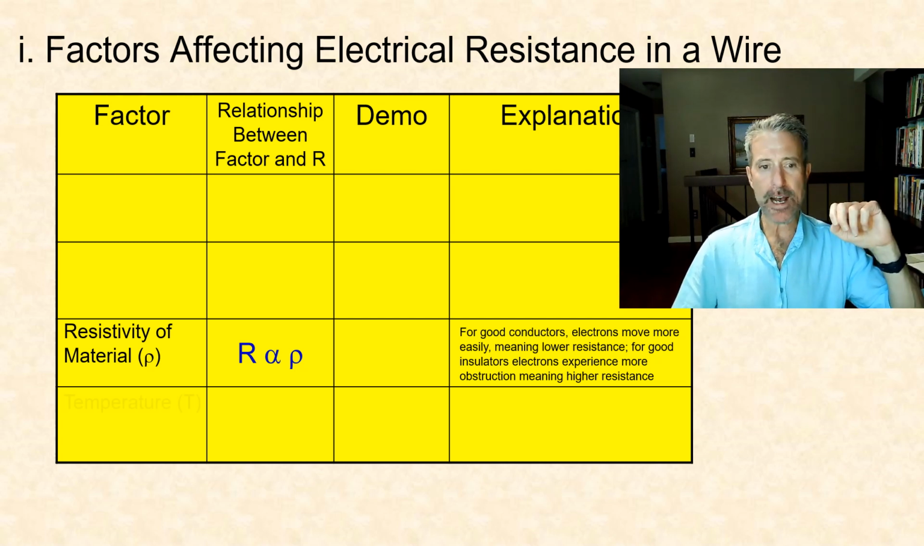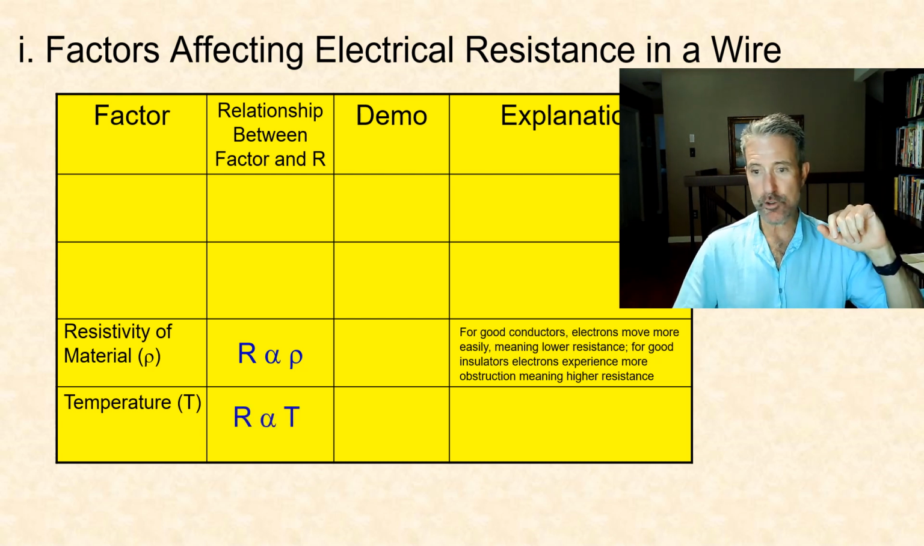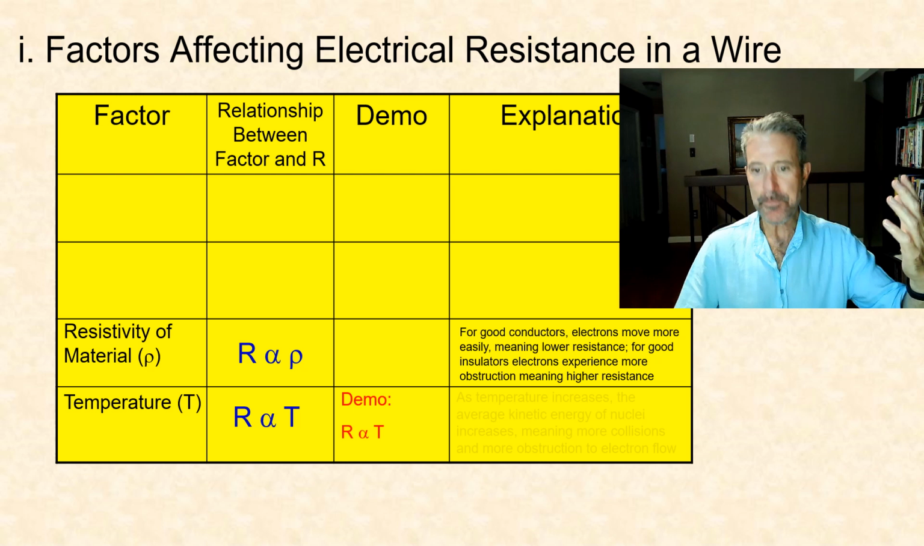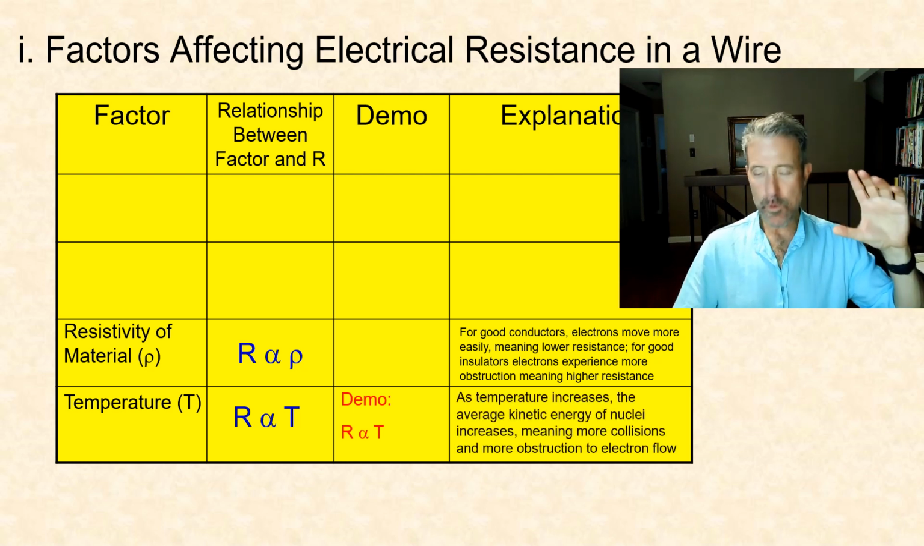The very last factor that affects the electrical resistance in a wire is the temperature itself. And it turns out that there's a direct relationship. We'll check out a demo of this in the next slide. To try to explain this, remember what temperature measures on a microscopic level. Temperature is a measure of particle motion.